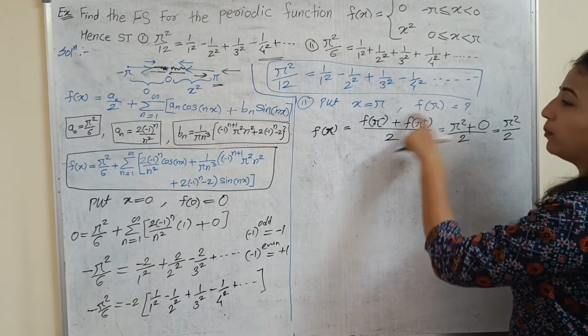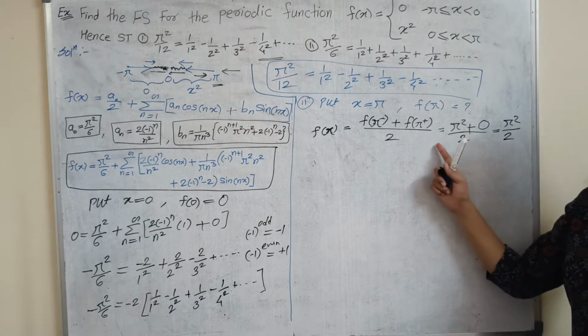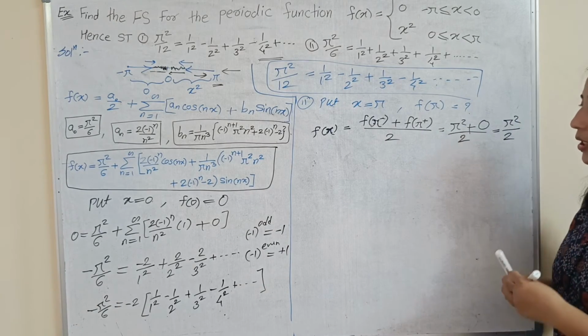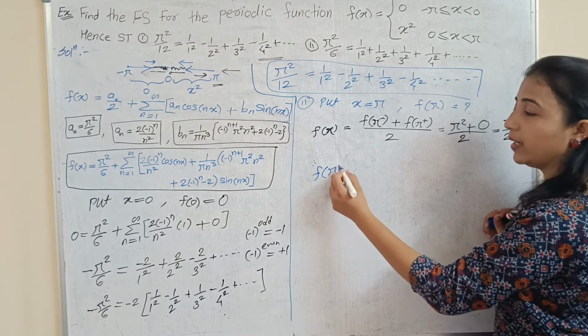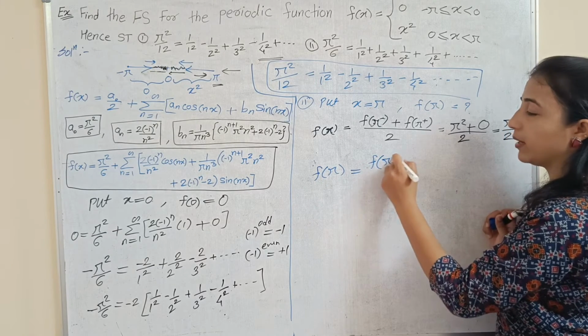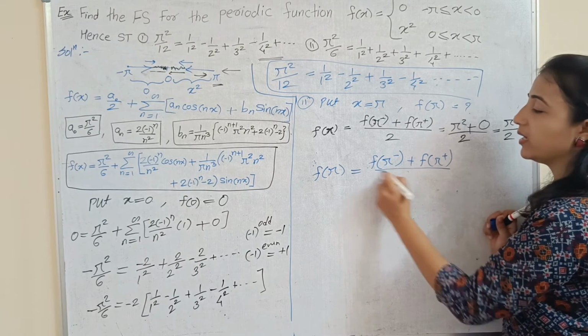तो function f of pi is pi square by 2. तो इस तरह से आपको डिरिचलेट कंडीशन यूज करना है. I will again explain what is a Dirichlet condition. At pi, here function is not defined, that means it is discontinuous. So we have to find f of pi from left side plus f of pi from right hand side divided by 2.